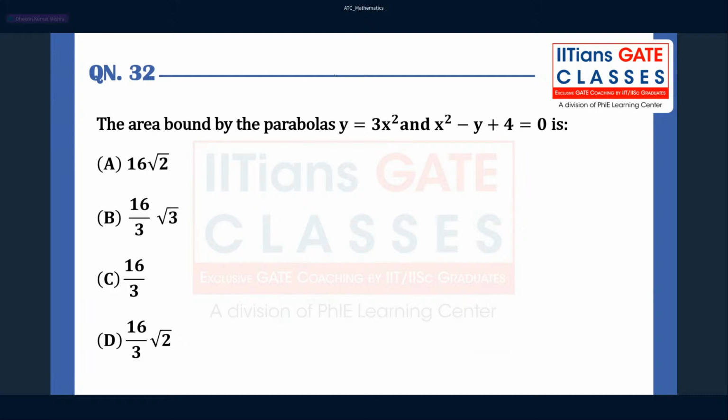Chalo. Now they are asking a question based on area. Area bounded by parabolas. The parabola is given, that is y equal to 3x square, and x square minus y plus 4 equal to 0, right? So you have to find the area for this question. Please tell me what will be the answer, because I think this question can be done by everybody. You have to be very decisive while solving the question. Which question you have to solve matters a lot. Out of 27, 28, 29 questions, you can skip 3 to 4 questions, no problem, right?